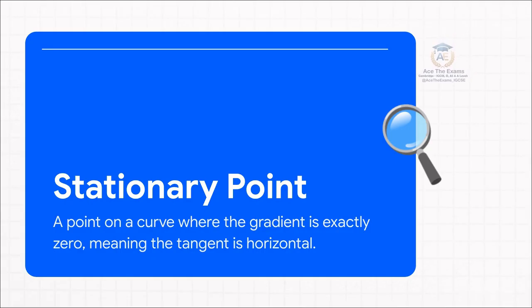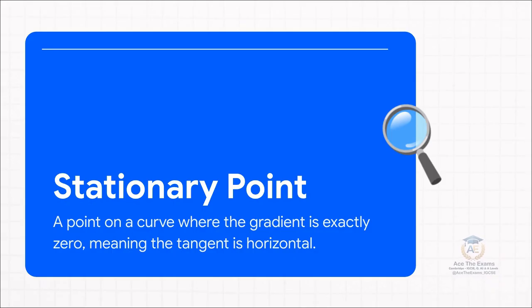By definition, a stationary point is a specific coordinate on a curve where the gradient is exactly 0. Basically, it means the tangent line drawn right at that point is perfectly horizontal. Now, in your exam, this can manifest in 3 distinct ways. It could be a maximum turning point, where the curve changes direction from a positive to a negative gradient. It could be a minimum turning point, swapping from negative to positive.